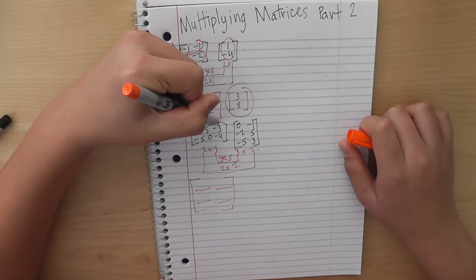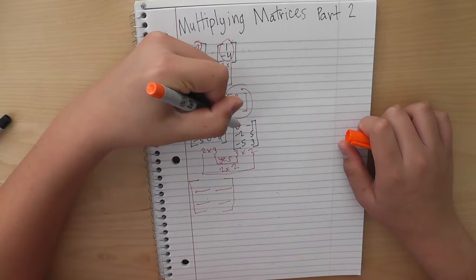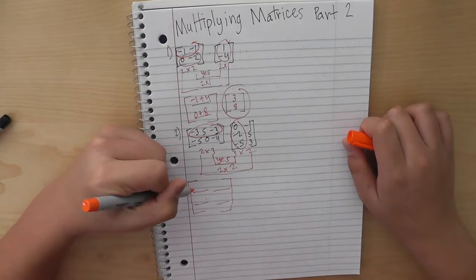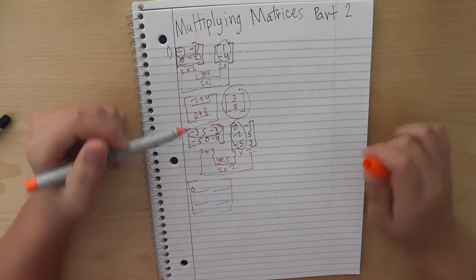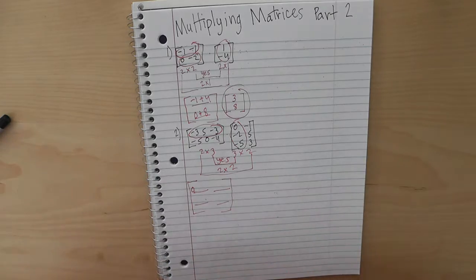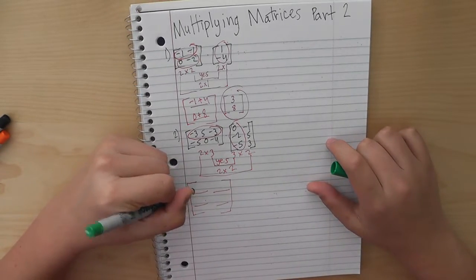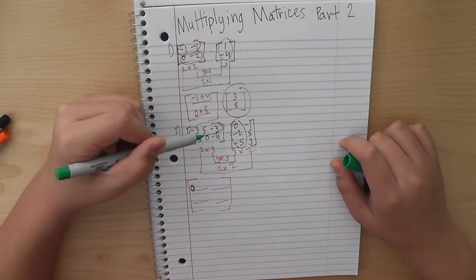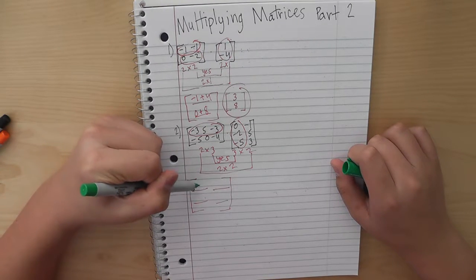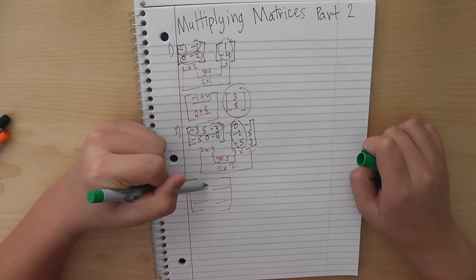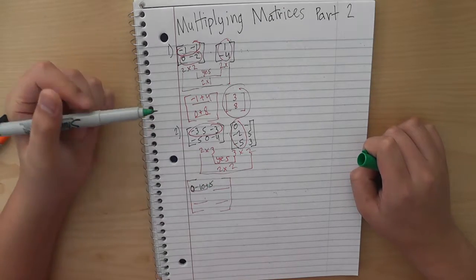Alright, first row by the first column. -3 times 0 is 0. Plus 5 times -2, -10. And then -3 times -5, which is +15.